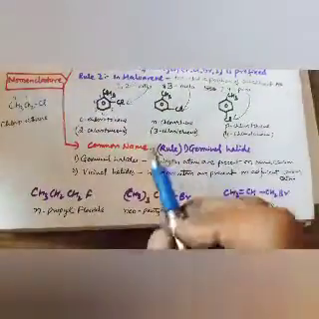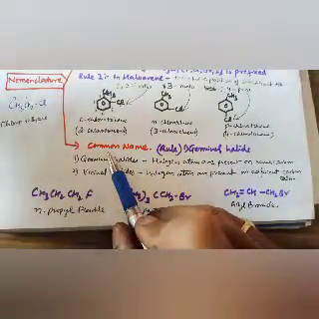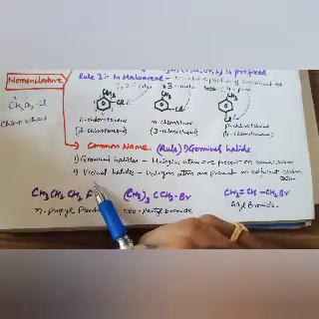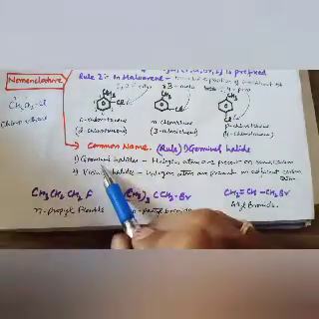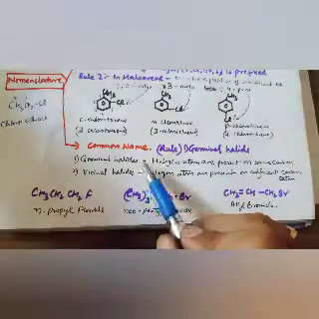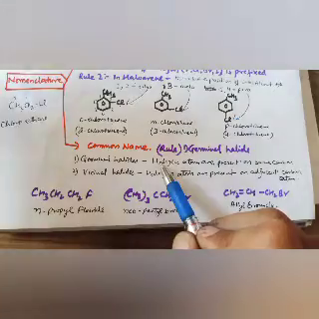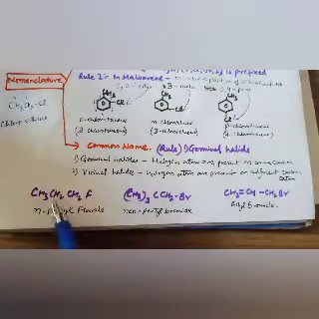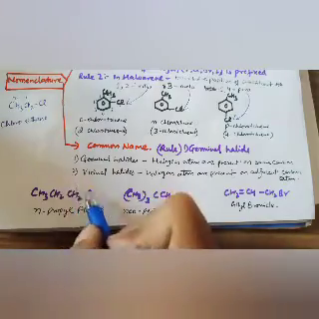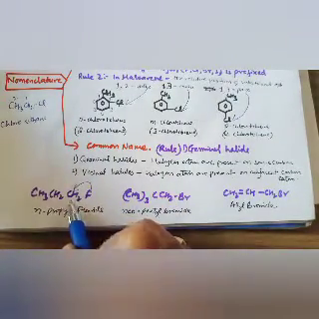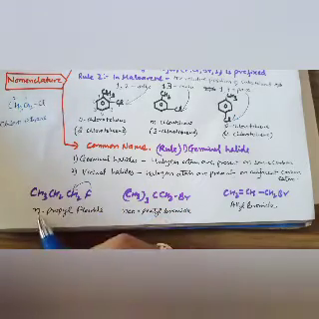Now the second type of nomenclature is the common name, where geminal halide and vicinal halide are used. Vicinal halide is where halogen atoms are present on adjacent carbons. Geminal halide is where the halogen atoms are present on the same carbon. Suppose the halogen group is attached with this carbon, this is called geminal, whereas on adjacent carbons it is called vicinal.